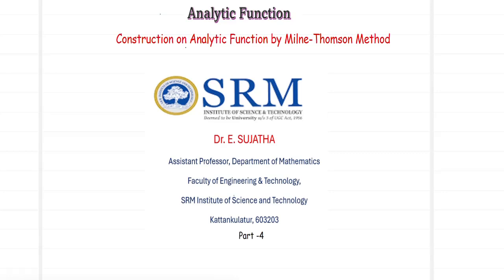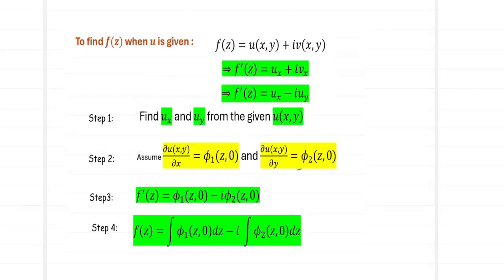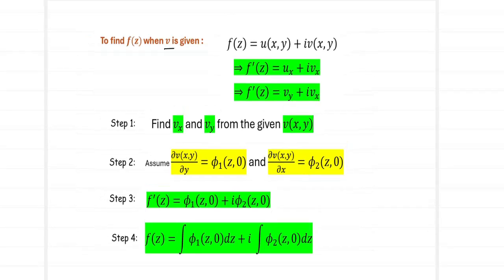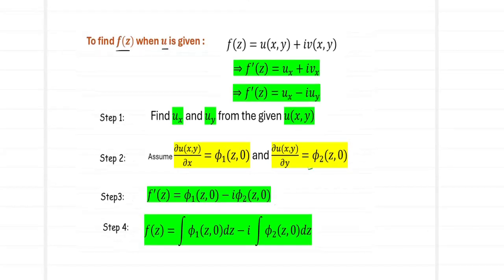Hello friends, welcome to the second video on construction of analytic function using Milne Thomson method. What we did in the first video was we tried to find out what is the analytic function f of z if we are being provided with the real part u or with the imaginary part called as v. We followed 4 steps for it.